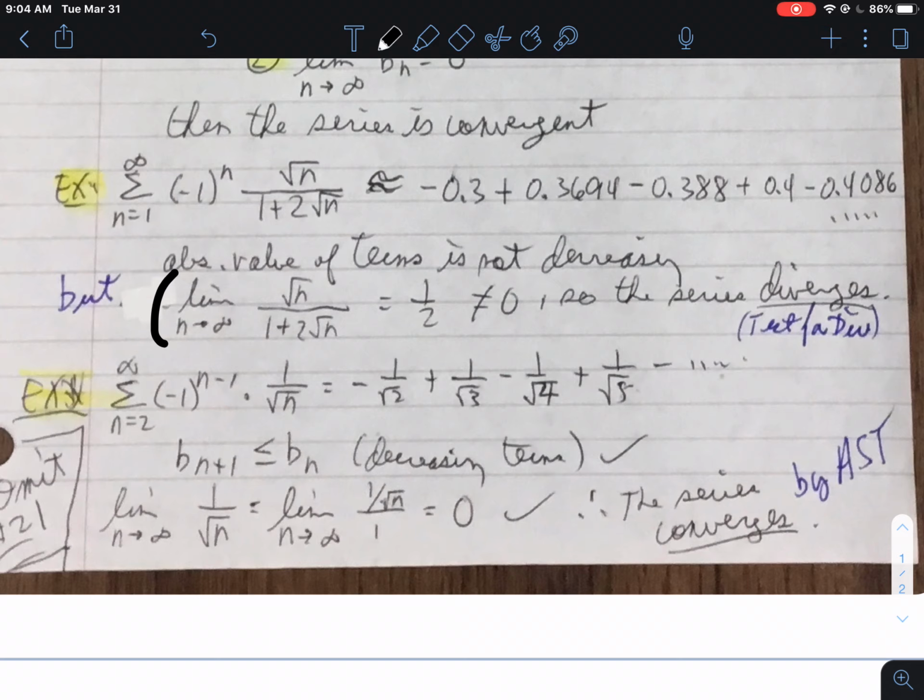Like I said, the biggest concern with this one is just not misinterpreting what it tells you. And also, always check that second requirement first. Make sure the limit as n approaches infinity of the absolute values is 0, because if that's not true, then the series diverges by the test for divergence. Okay. All right, that's it for that section.